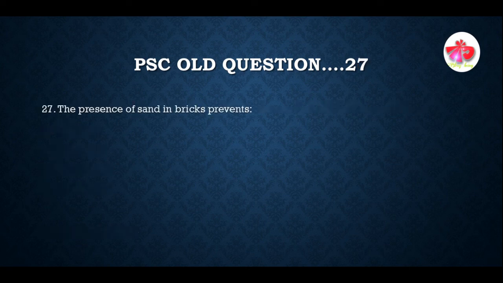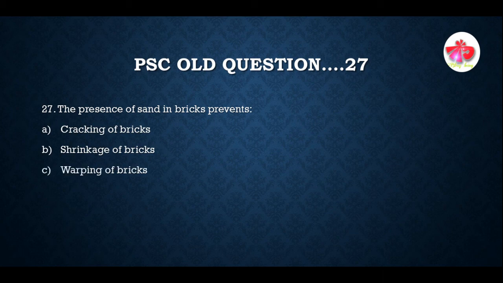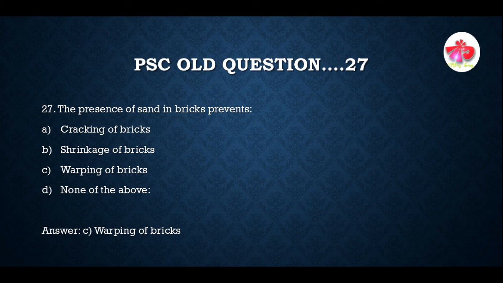The presence of sand in bricks prevents what? Option A is cracking of bricks, option B is shrinkage of bricks, option C is warping of bricks, and option D is none of the above. So the correct answer is warping of bricks. In some literatures you may also find that all three answers are correct, that is cracking, shrinkage, and warping of bricks. These are the benefits provided by the sand. In some literatures you may find only warping, so I have taken option C as the correct one.